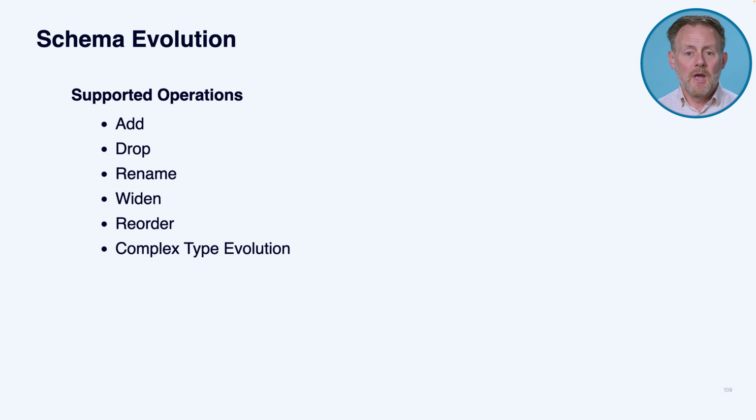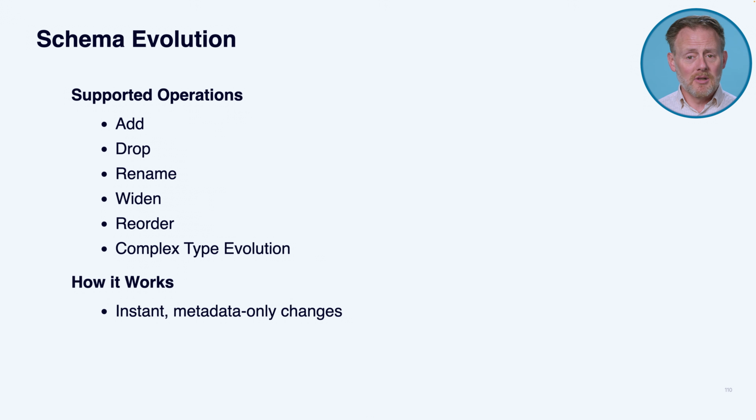So, huge thing that Iceberg supports. The supported types of schema evolution in Iceberg are add columns, drop columns, rename, widen types, I'll get to that, and reorder columns for readability. This also works for complex types. We can change those as well. And those changes are all instant. Those are just metadata changes. There's no data files rewritten. That's just a snapshot, and an efficient one at that.